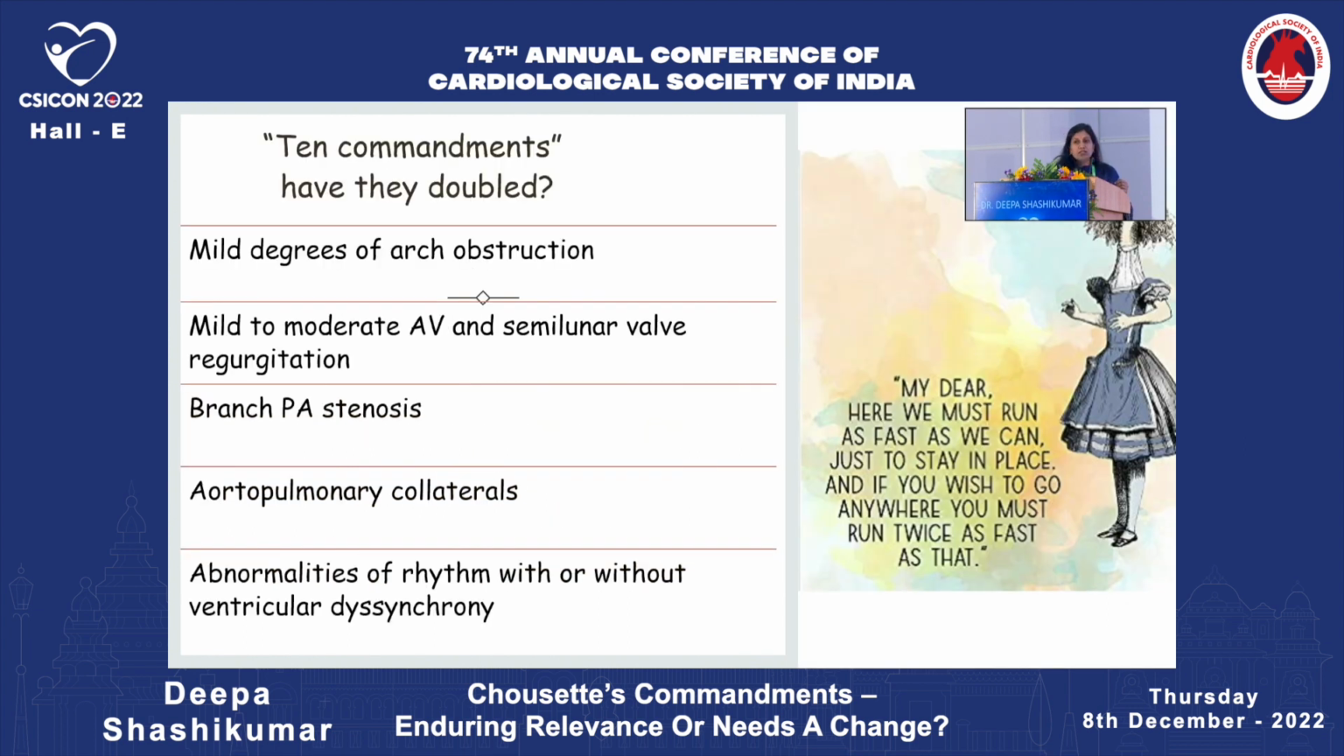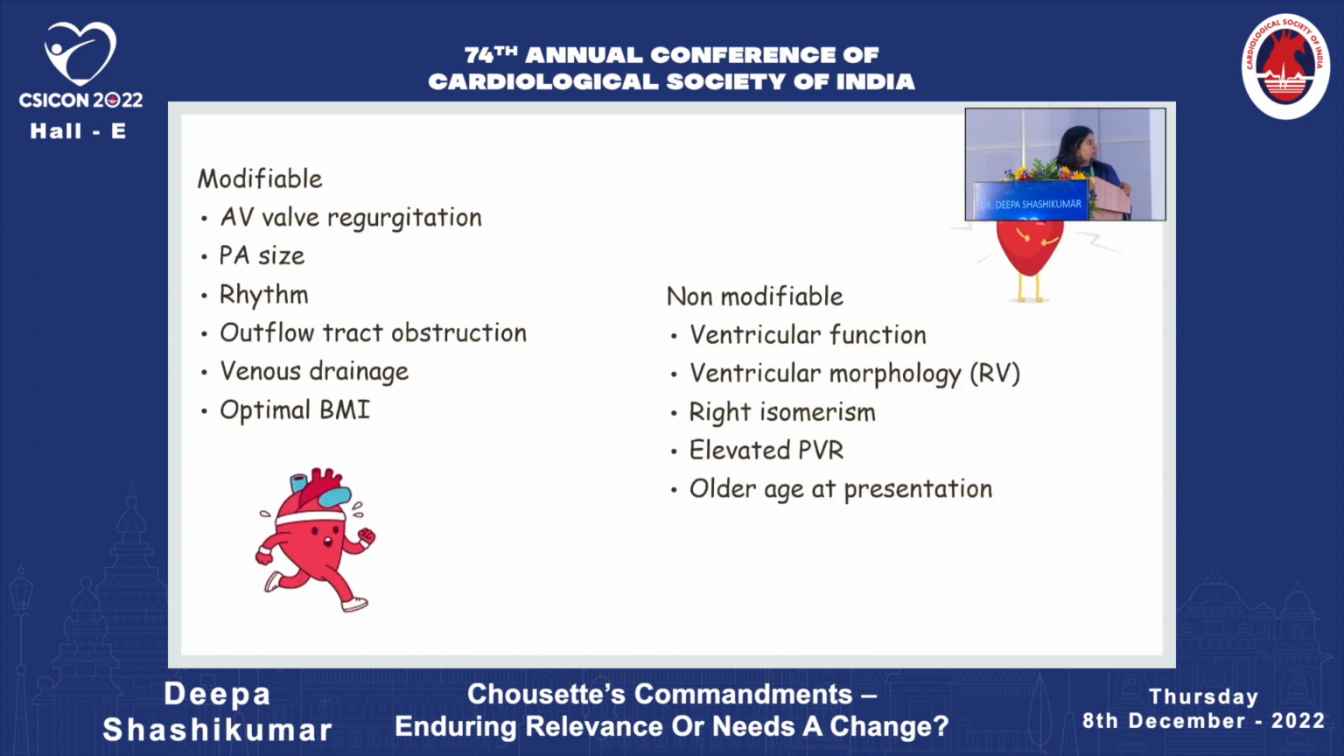So now we come to the question. Instead of being halved, have the 10 commandments been doubled? So now we acknowledge that even mild degrees of aortic obstruction have to be tackled. Even mild to moderate AV valve regurgitation has to be tackled. Any mild branch PA stenosis has to be addressed. Aortopulmonary collaterals have to be addressed. And any abnormality of rhythm, even if there is no ventricular dyssynchrony, has to be tackled.